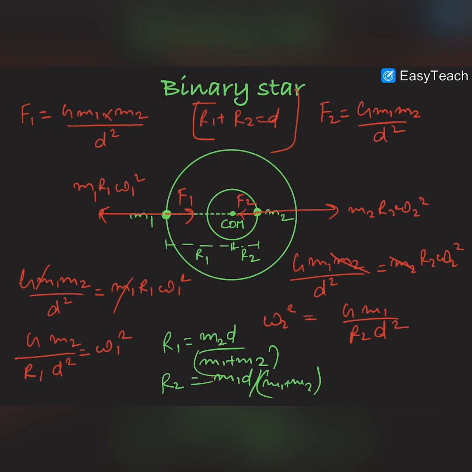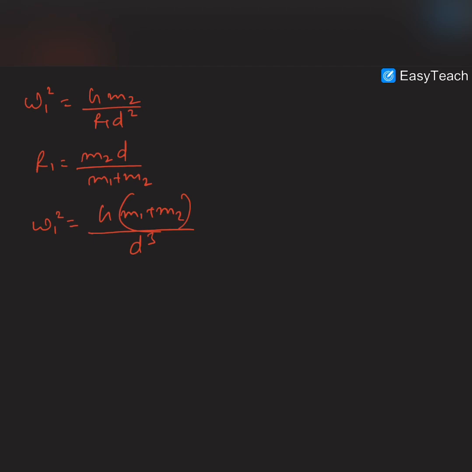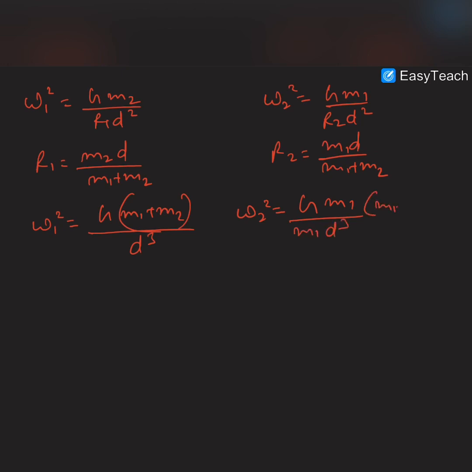Now we know that omega 1 square is equal to G M2 by R1 d square, and R1 is equal to M2 d upon M1 plus M2. So omega 1 square is equal to G into M1 plus M2 upon d cube. Similarly, omega 2 square is equal to G M1 upon R2 d square, where R2 is equal to M1 d upon M1 plus M2, so omega 2 square will be equal to G M1 upon M1 d cube upon M1 plus M2.